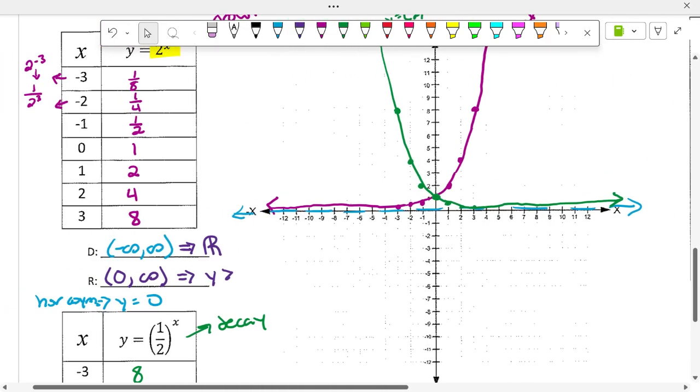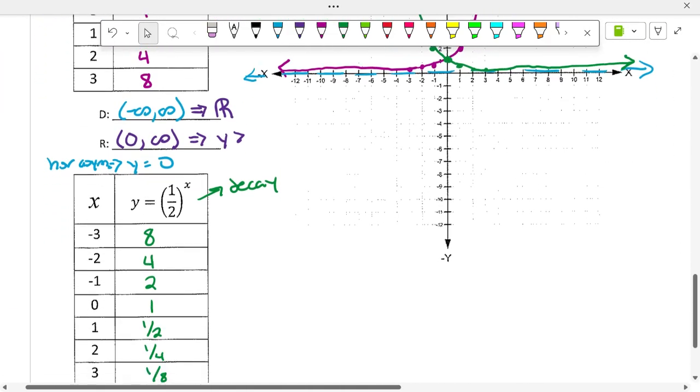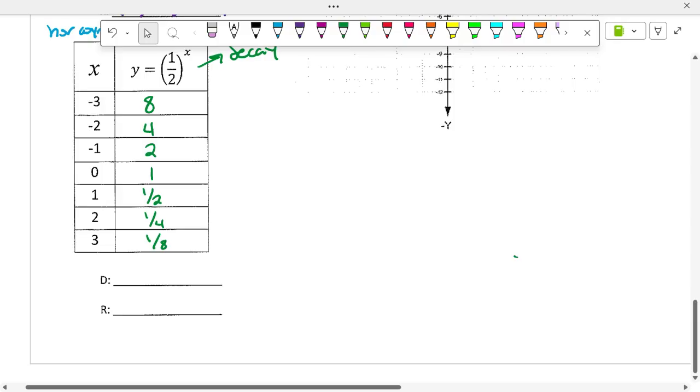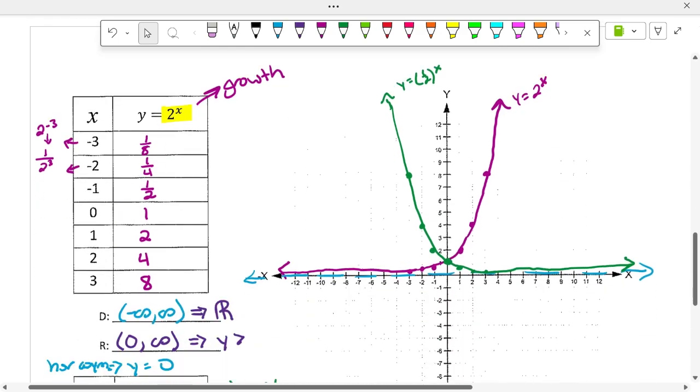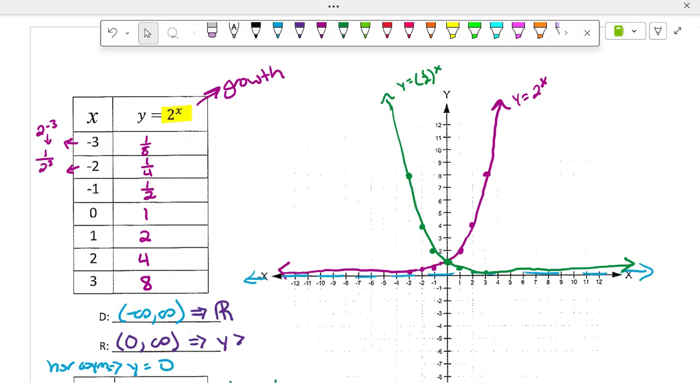Now, last thing for this one, and then we'll move on to something else. Horizontal asymptote is still going to be at y equals 0. And again, we'll talk about where that comes from later. But domain, if I look at the green graph, what is my lowest x value? So think left to right. If there's arrows on the end, what's my lowest x value? Negative infinity.